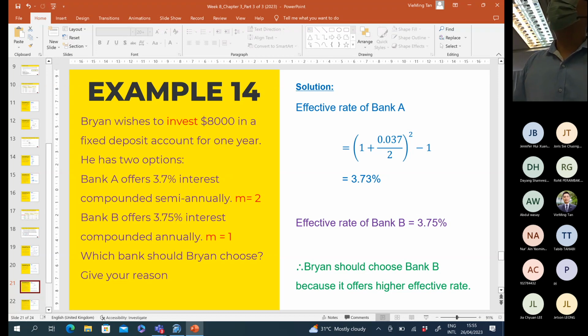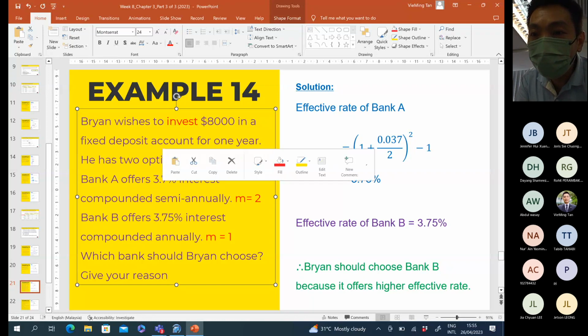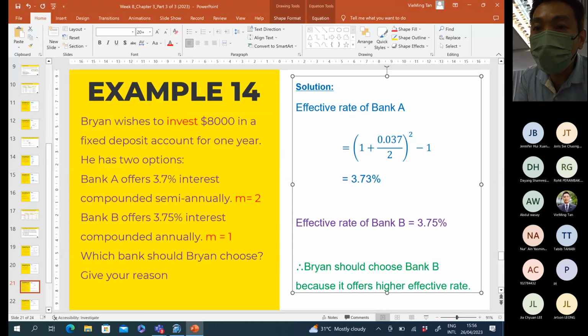For this example, you can either use S to do the comparison or you can use the effective rate. Either one. Let's try to use the effective rate. So what is the effective rate of Bank A? Using the formula, 1 plus the nominal rate 3.7%, divided by M, which is 2, power 2, minus 1. So I get 3.73%. This is the effective rate for Bank A.